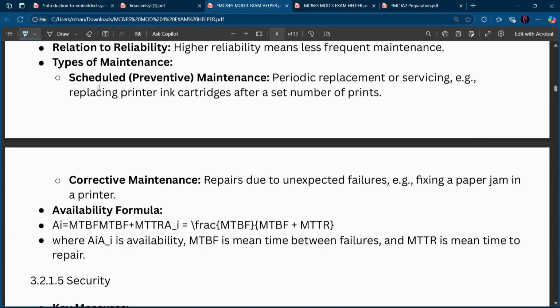Types of maintenance: scheduled or preventive maintenance, which is periodic replacement or servicing. For example, replacing a printer ink cartridge after a set number of prints. That is maintenance, so there shouldn't be high maintenance for that, like having to keep changing the cartridge in a short amount of time, when it's printing fewer sheets than the predicted print count. Then corrective maintenance: repairs due to unexpected failures. For example, fixing a paper jam in a printer. That is maintenance. It has to be done manually, it can't be done by the device itself.